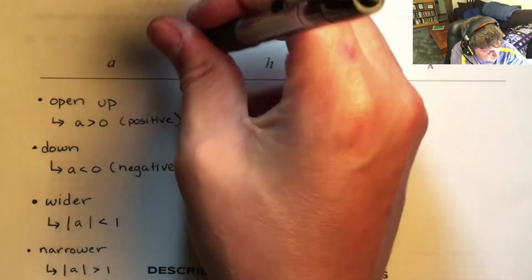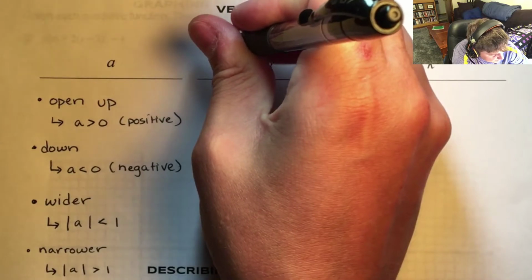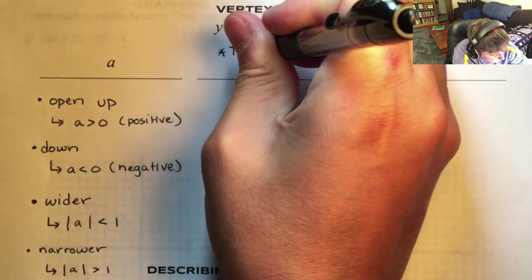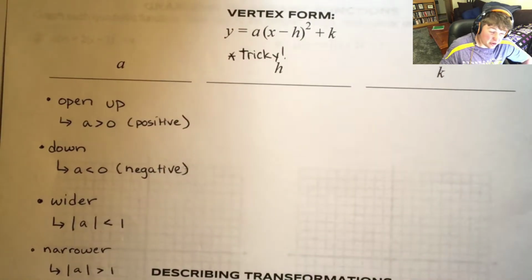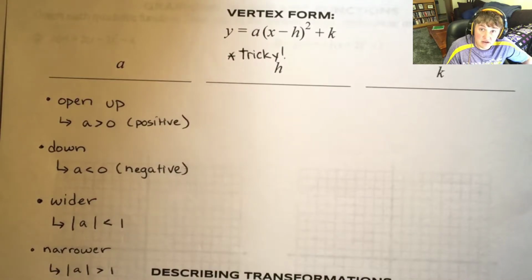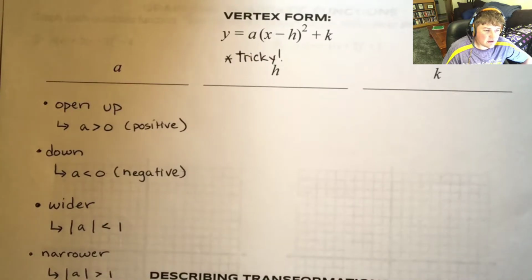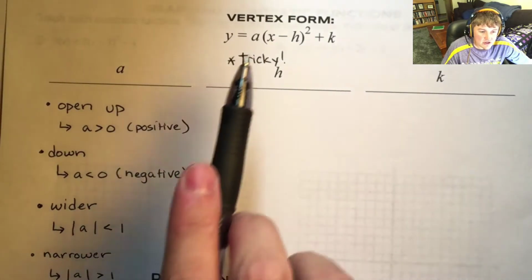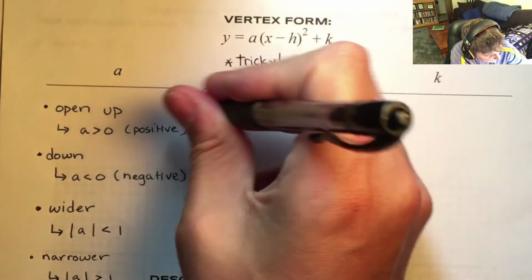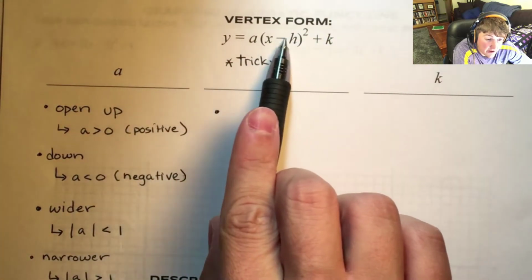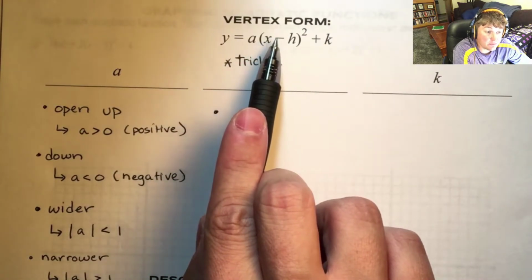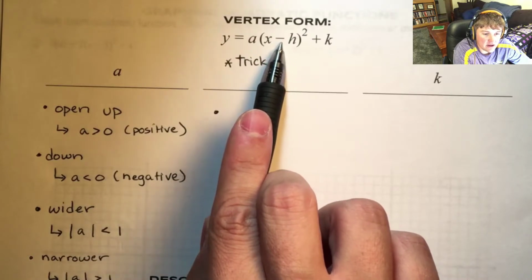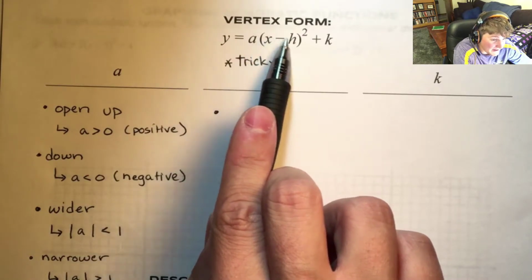Okay, h, again, is the one that is tricky. This is the one that you tend to mess up because it does seem a little bit backwards. I'm going to try to represent it the best I can, but once you think about it a little bit, it does make sense. The h value is what moves the graph left or right. But the thing you have to keep in mind is that the basic form of vertex form says x minus h. It says minus.